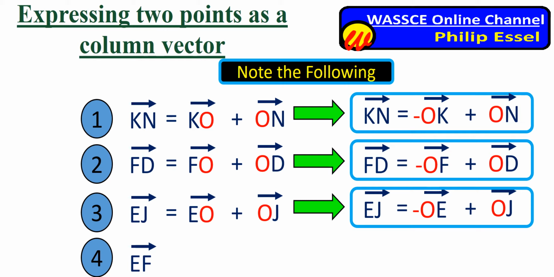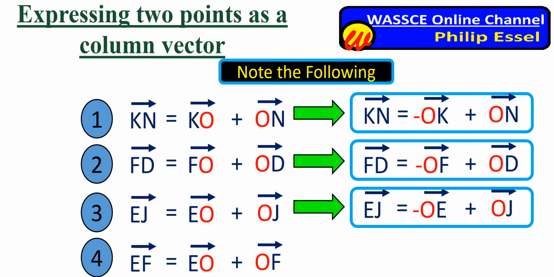For example 4, we have the vector EF. So we will first start from the point E to the origin. That movement is vector EO. So let's write that first. We would then continue the journey from the origin O to the point F. So that movement is OF. So we would have to add a vector OF.